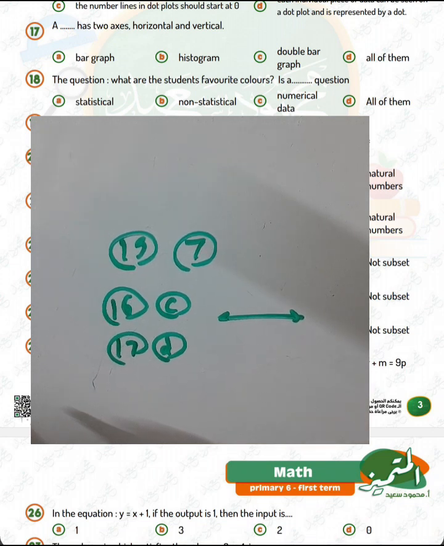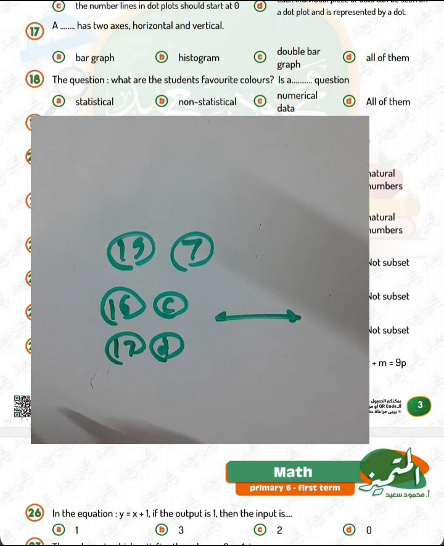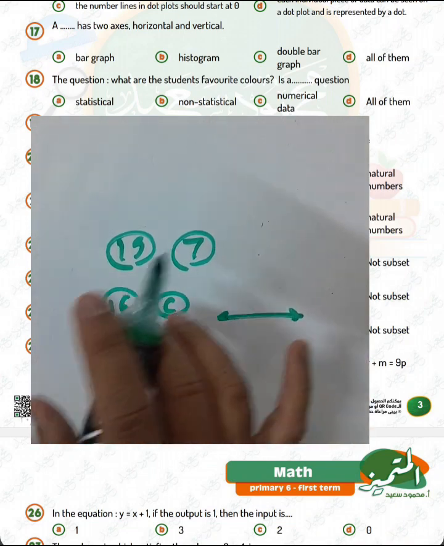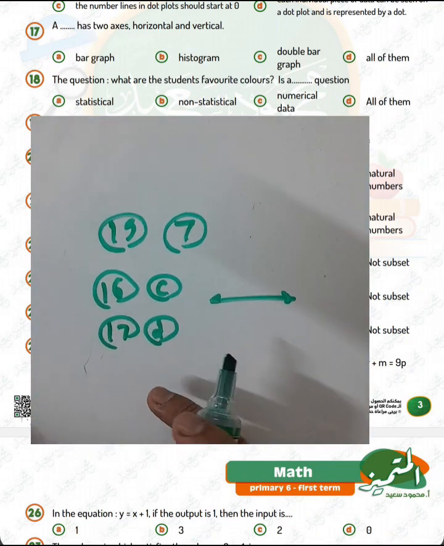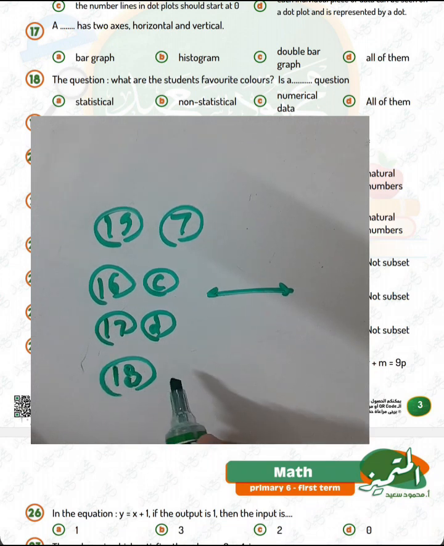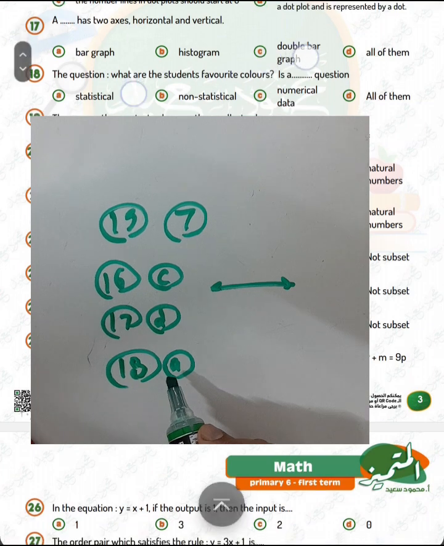Can you tell me the result here? Statistical questions, because he asked about what are the students' favorite colors. Asked all students because we have a lot of solutions or different solutions about this example. Then question 18, it will be statistical. Choose letter E. It will be statistical questions because we have the different answers.